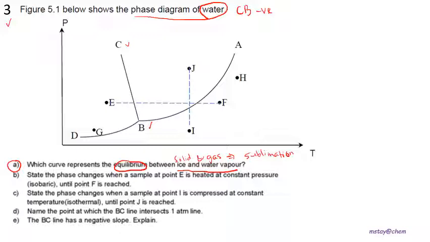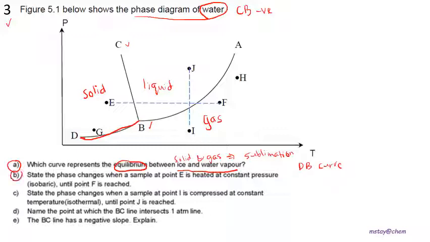As we know, the left region here refers to solid, the middle region here refers to liquid, and the right side here refers to gas. So the curve between D and B, the line DB, is the line that will separate the solid and liquid. So the answer will be the DB curve.